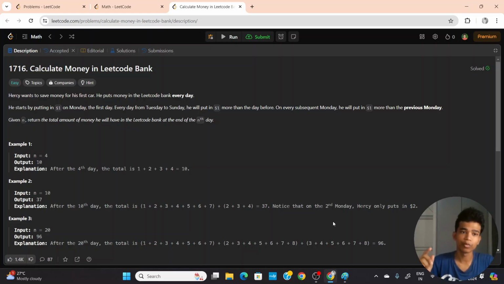He starts by putting in $1 on Monday, the first day. Every day from Tuesday to Sunday, he will put in $1 more than the day before. And every subsequent Monday, he will put in one more dollar than the previous Monday. So we want to return the total amount of money he has on the nth day. We will be given n.